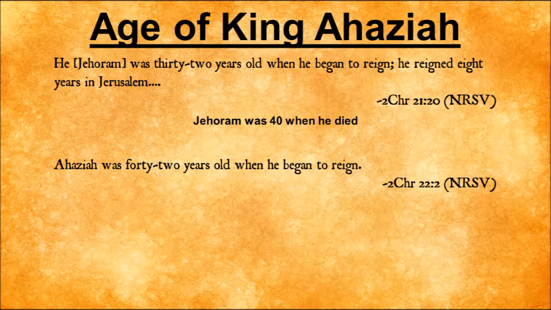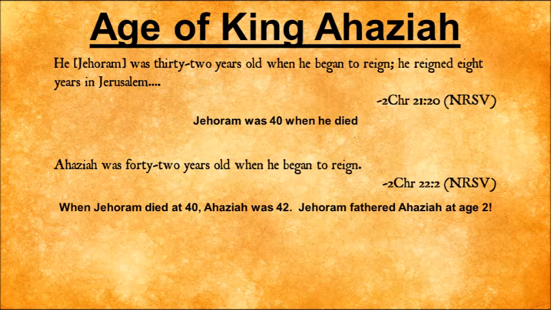Two verses later, 2 Chronicles 22:2 reads, Ahaziah was 42 years old when he began to reign. Take a close look. How old was Jehoram when he fathered Ahaziah? If you do the math, Jehoram fathered his son Ahaziah at the age of 2, which is impossible. Yet this is the correct translation from the Masoretic text we have today.